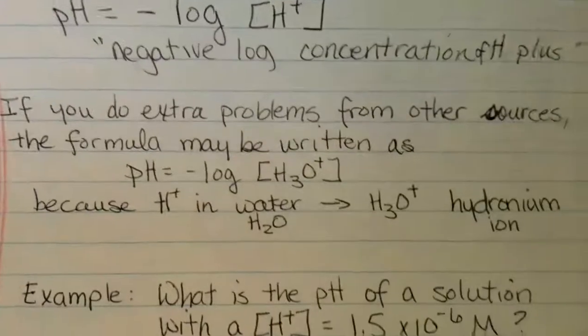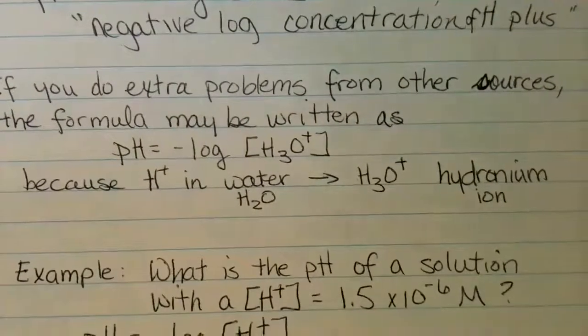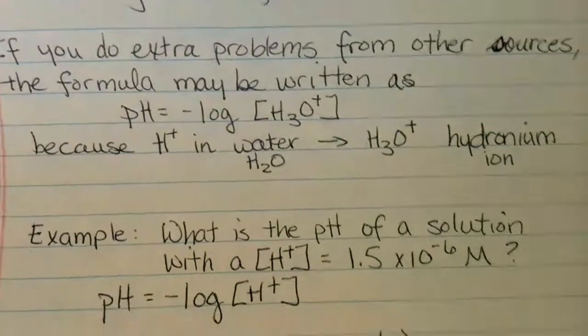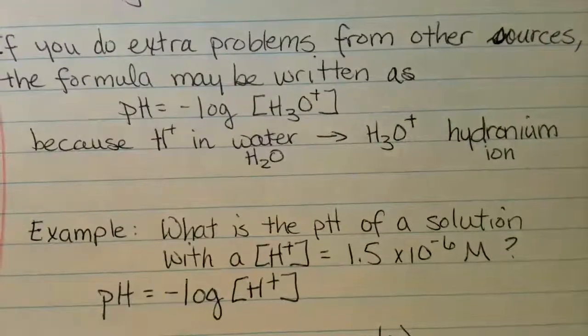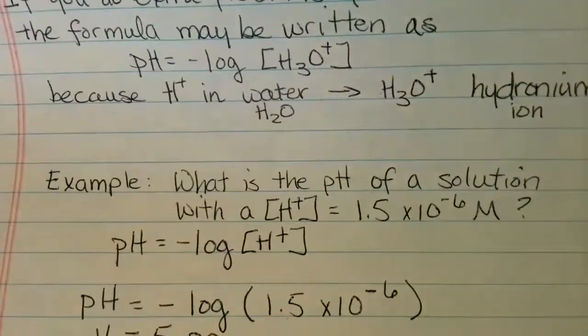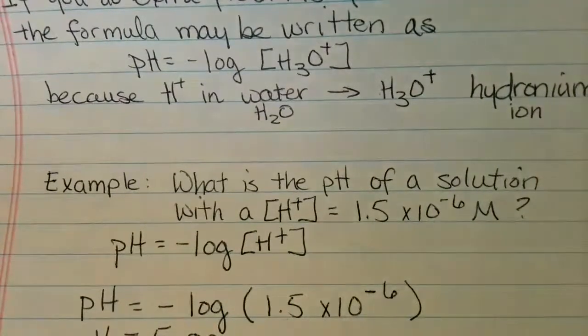We're going to do the example: what is the pH of a solution with a hydrogen ion concentration equal to 1.5 times 10 to the negative 6 molar? Recopying the formula, pH equals negative log concentration of H plus. We'll plug in the numbers just to make sure we know exactly what we're going to do. And so our pH will equal the negative log of 1.5 times 10 to the negative 6.